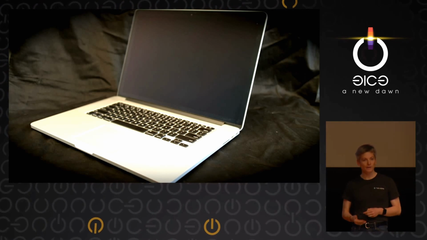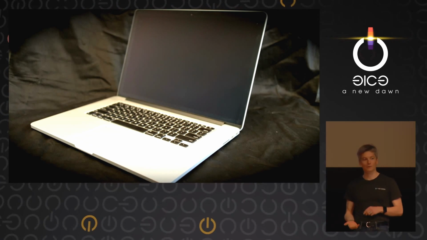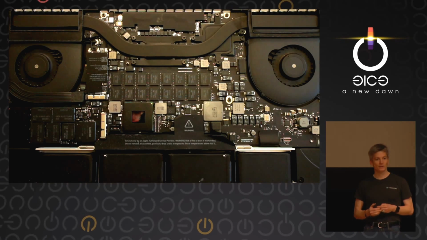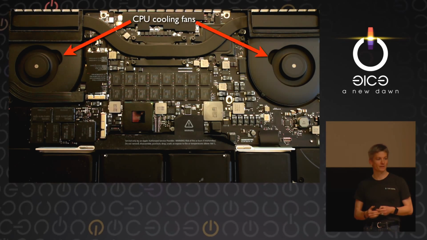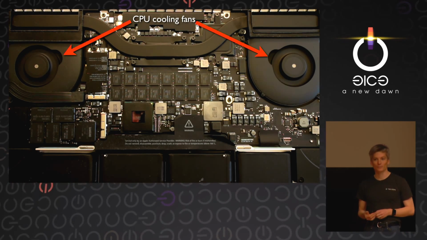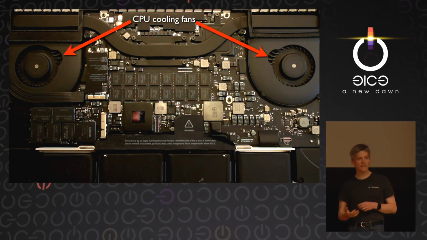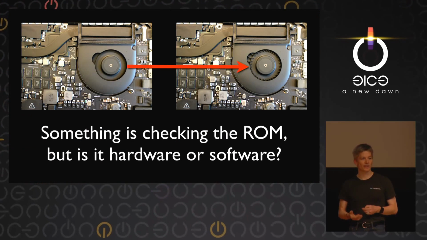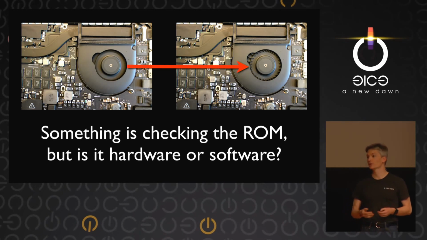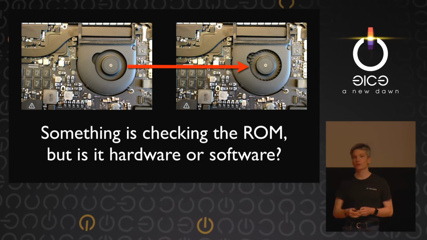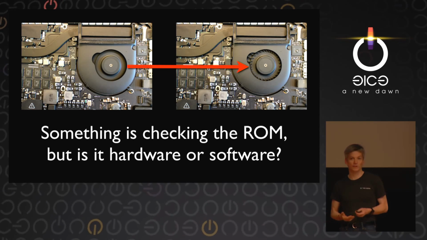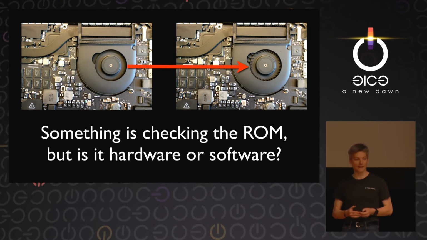outside. But since we have the bottom off, we can flip it over and we can look at the inside. And when we power it up, the fans spin up, the CPU cooling fans, and then a few seconds later, they spin down. And that indicates that something is checking the ROM. It could be an external piece of hardware, which a lot of folks have conjectured, or it might just be something in the boot ROM itself, which of course leads us to question what is doing that.